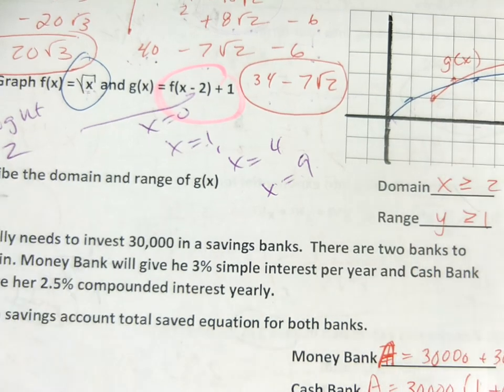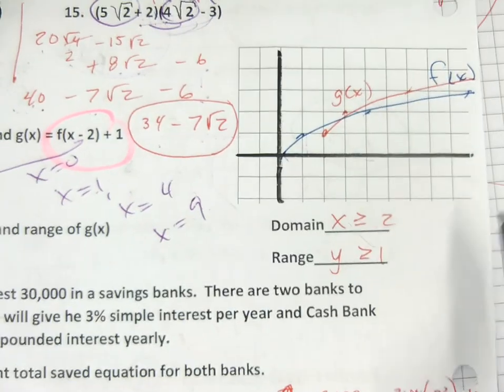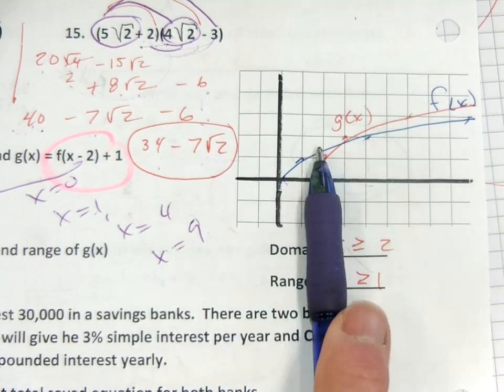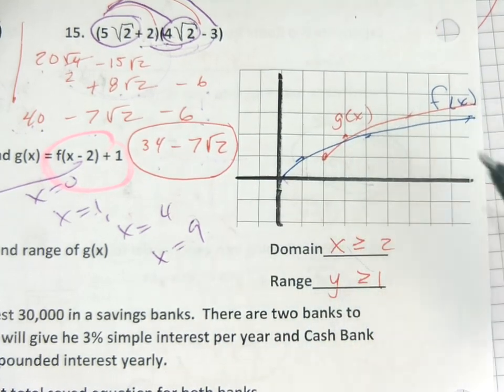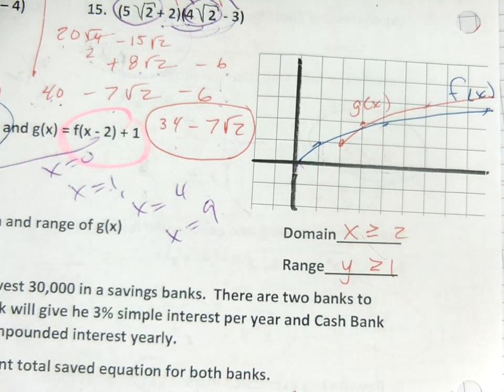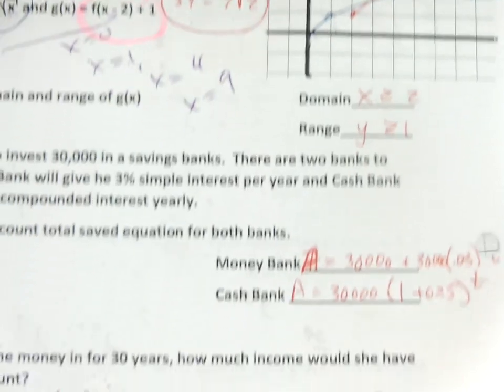There's my new graph. Okay, now that's not so bad, but what about domain? Well, domain, remember, there's no graph back here. You start at 2 and you go forward. What about range? Start at a height of 1 and go up, okay? And that's that. Hopefully we can talk about that today in class.